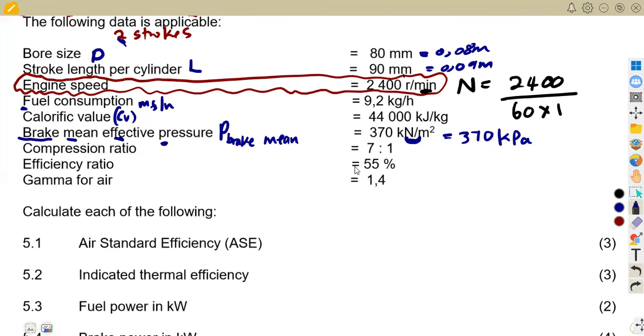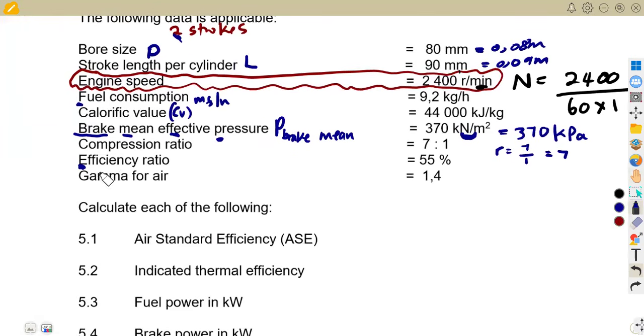And we've got the compression ratio, 7:1. Remember, when given a compression ratio like this, it means R is equal to 7/1, where R represents the compression ratio, or simply 7. Then also we have the efficiency ratio. Which efficiency ratio are we given in this case? This is the indicated efficiency ratio. So we've got the efficiency ratio of 55%, and the gamma for air is given as 1.4.